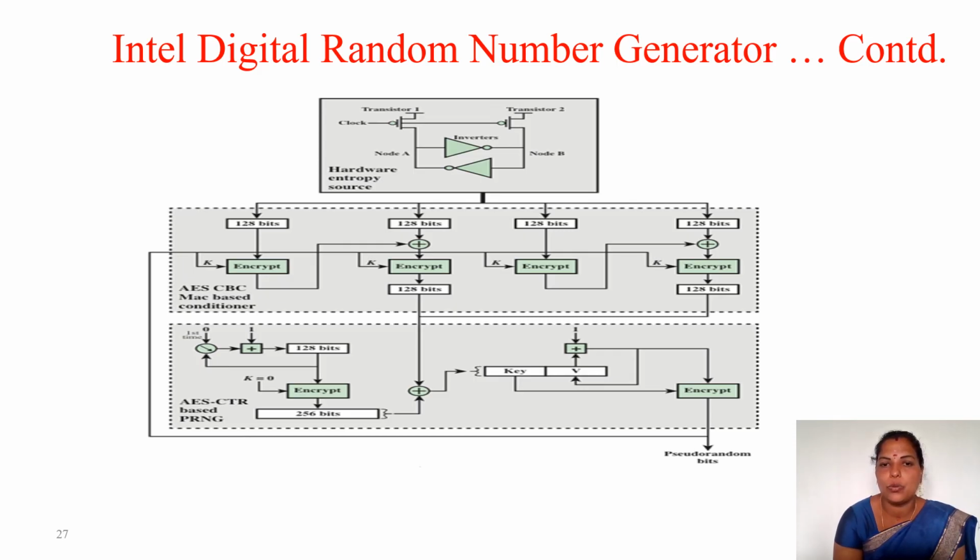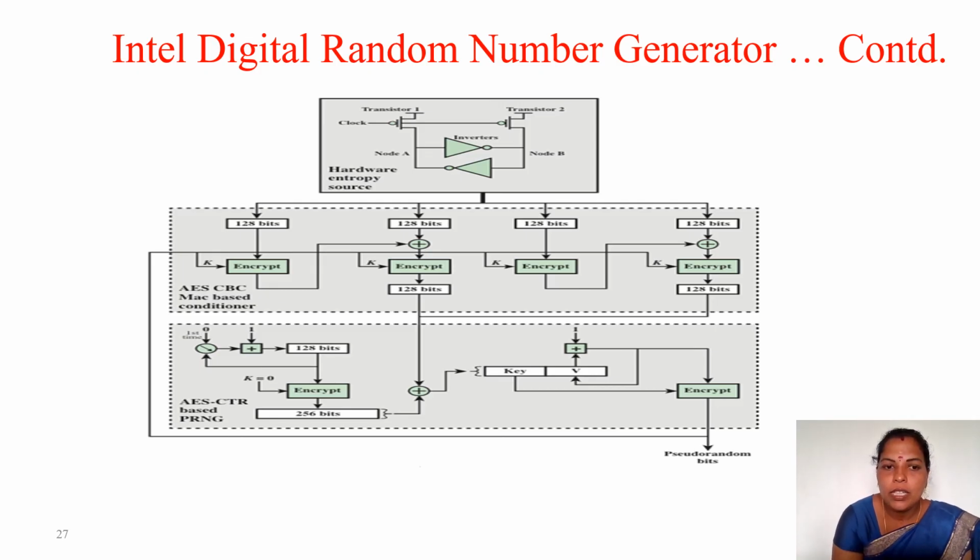Then that is passed on to the AES CBC-MAC based conditioner, and the result of that is passed to the AES counter based pseudo random number generator. Here the encryption operation is performed. Whatever value we get from the hardware entropy source is divided into 128-bit blocks. The input to each encryption process is 128 bits, then the key is given. Encryption is performed based on the Advanced Encryption Standard, and cipher block chaining is used. The result of the encryption is passed to the next block. The cipher block chaining mode of operation is applied here.